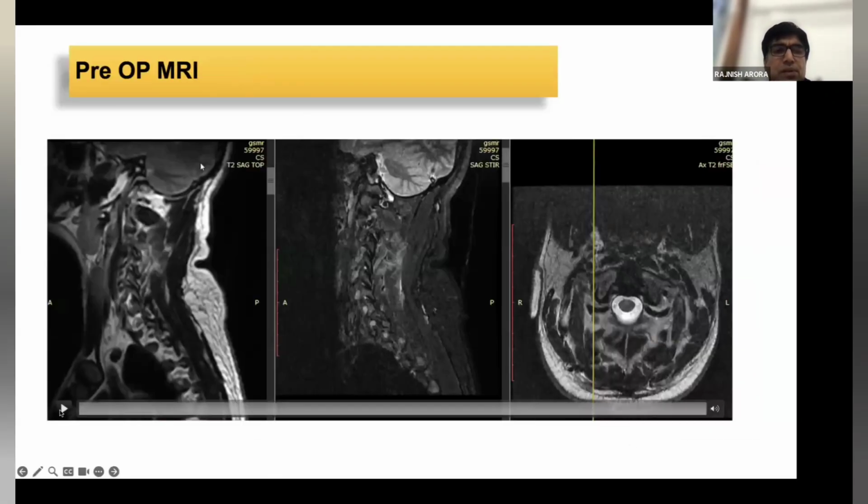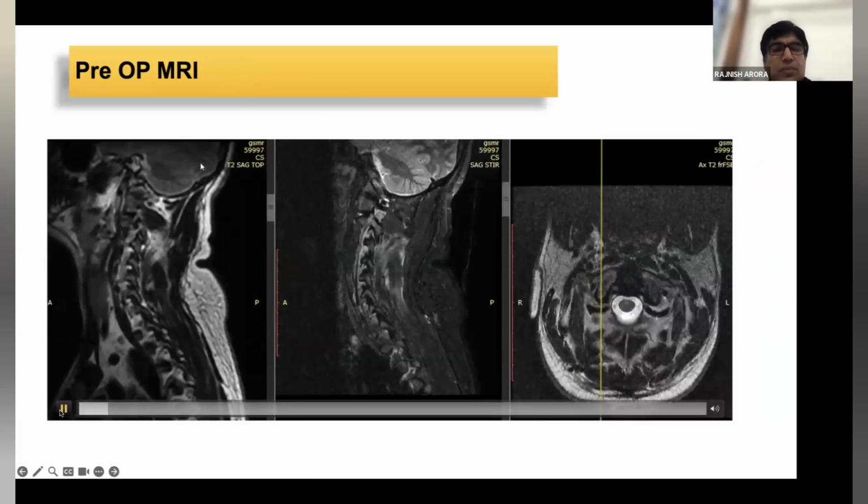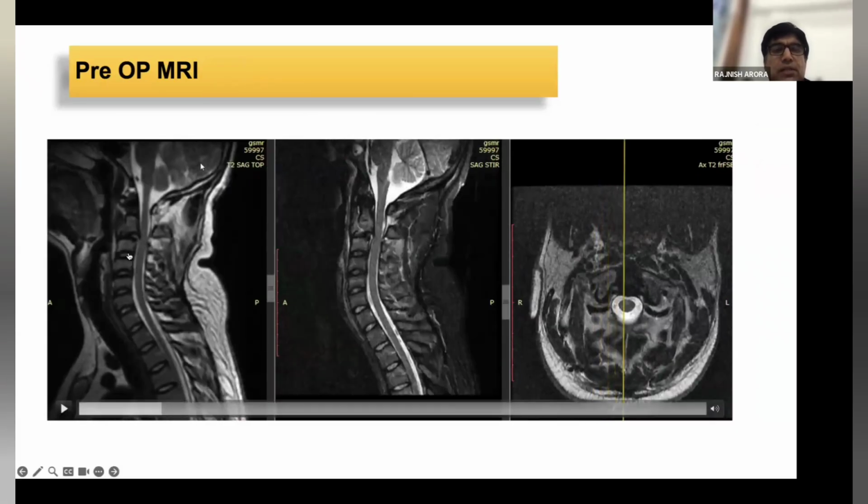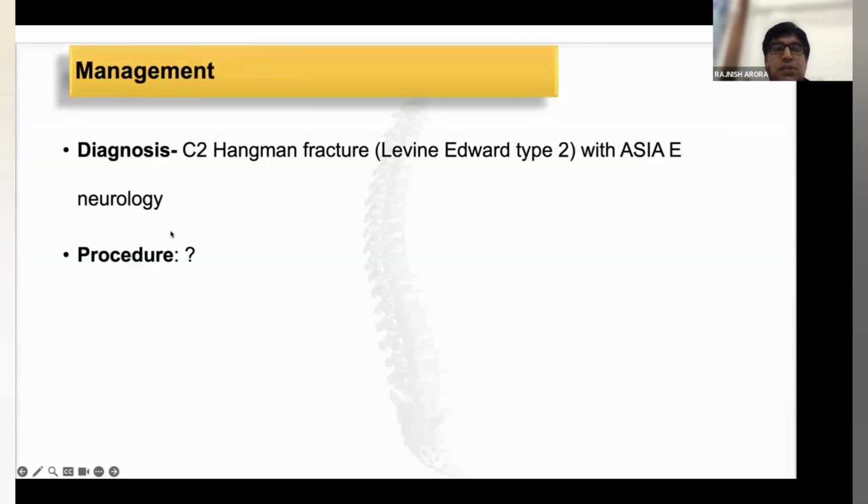This was his preoperative MRI. You see there was a discal injury also, and the disc was impinging on the cord, though there was no neurological deficit. So this classifies this patient as an Edward type 2 fracture.